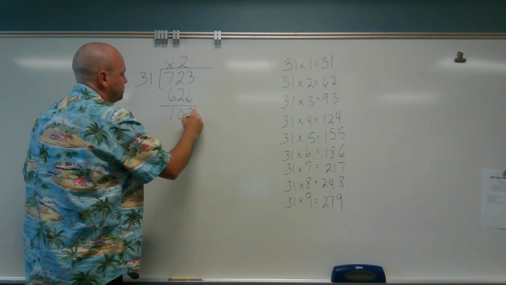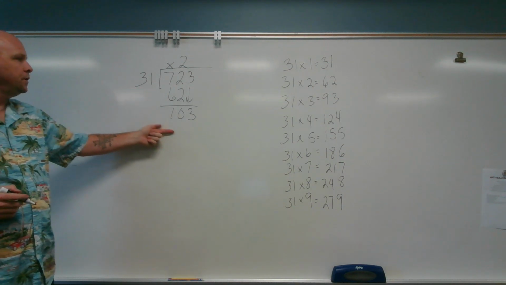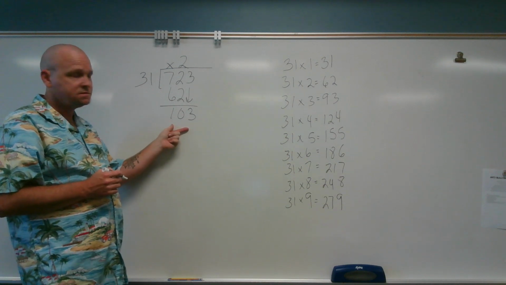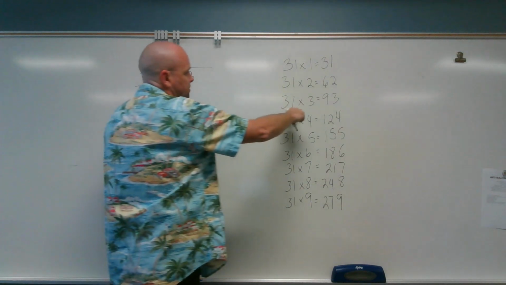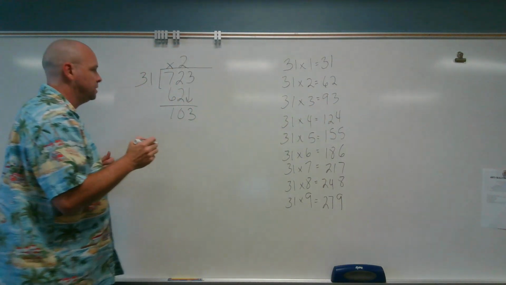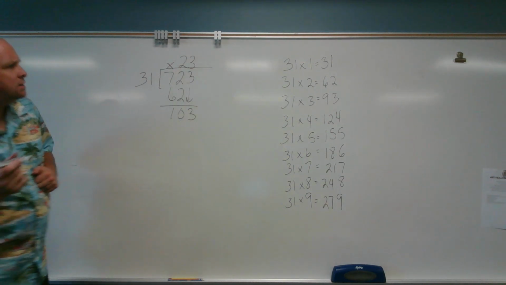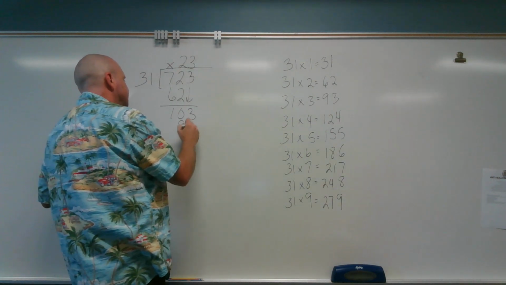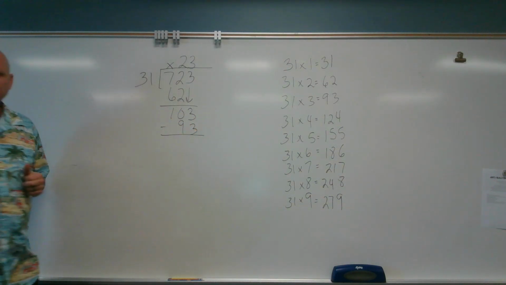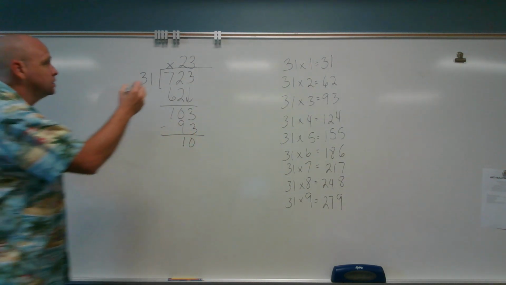And I bring down the 3. Okay, now I need to find out how many times 31 goes into 103. It goes into it 3 times, because 31 times 3 is 93. 31 times 4 is 124, so that's too big. And 31 times 3, what did we just say it was? 93. The difference between 103 and 93 is? 10. All right. So this one looks like it has a remainder.